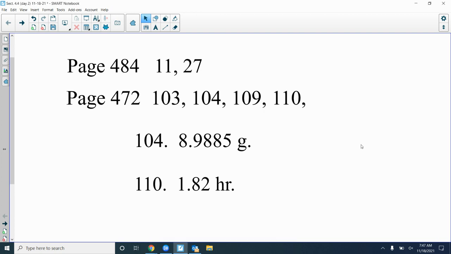Okay, anything I can go over these two? I can handle it. Luke? What'd you say? 110. 110. Okay, let's take a look at 110. Page 472.